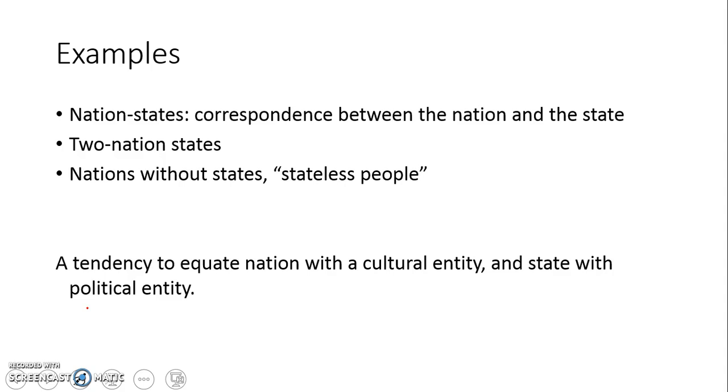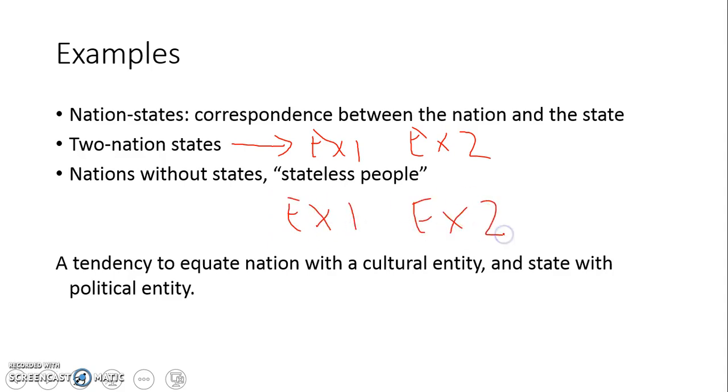So let's think of some examples here. We could have nation states where we're talking about the correspondence between the nation and the state. So what might be nation states? This is something for us to examine in class, and maybe this is a question I will bring to you when we meet together. If you could think of two nation states and give example 1 and example 2 that we could talk about, and then an example 1 and 2 of nations without states or stateless people.